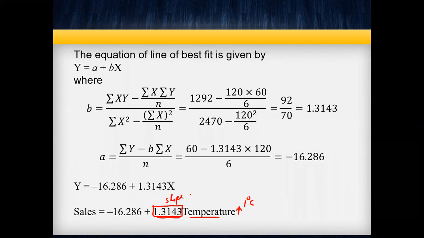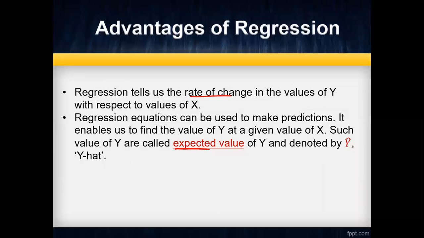The regression line will tell you the rate of increase. What will be the rate of increase in the sale if the temperature is increased by 1 unit? What will be the impact on our sales? Our sales will be increased by 1.3143 liters. So this is the benefit of the regression line. And the second benefit is we can get the prediction. If we know the temperature, we can get the predicted or forecasted sale. These are very important benefits of the regression equation.